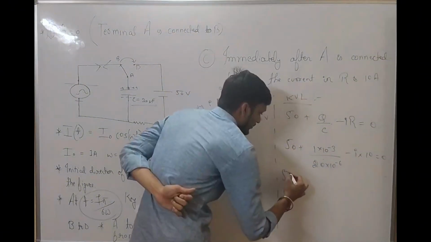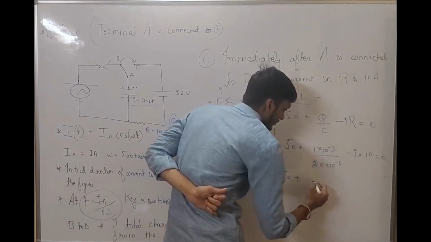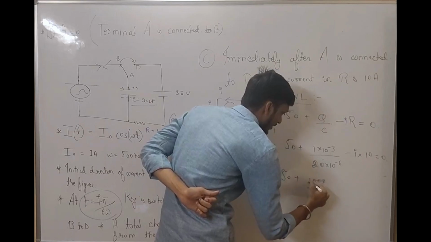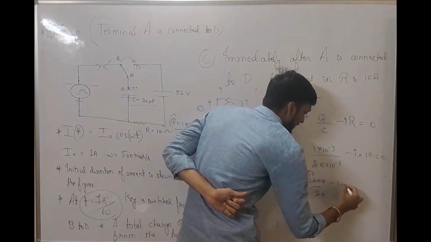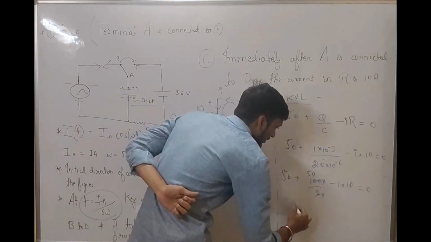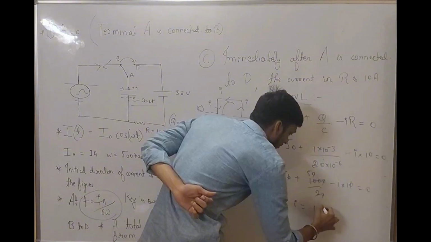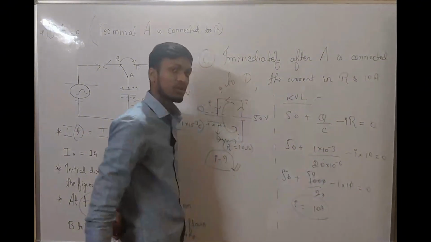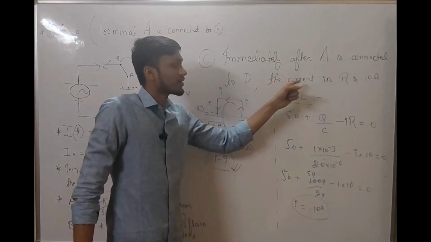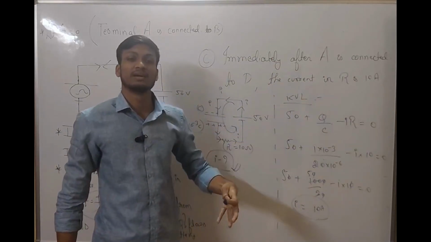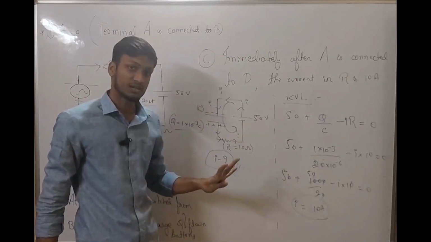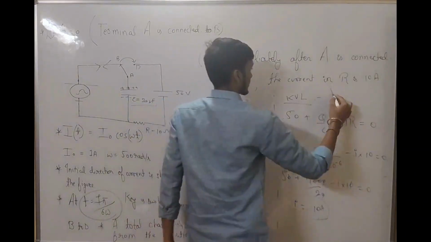What will this become? 20 plus, this will be 10 to the power 3 by 20, and this will again be 50 minus I into 10 equals to 0. So 0, 0, 0 cancels out and I becomes 10 ampere. Definitely this option is absolutely correct. The immediate current, when A is connected to D, the current in the resistance is 10 ampere. That is a very accurate option as we calculated and we got the current value as 10 ampere. Definitely this is a correct option.